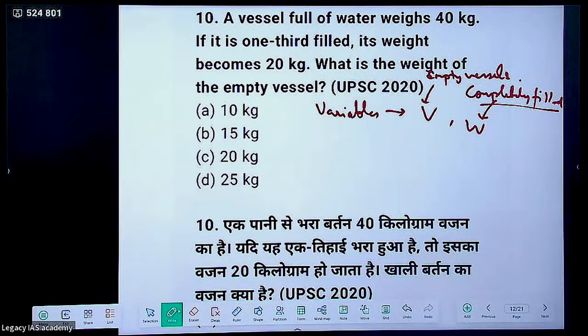See, a vessel full of water weighs 40 kg. That means whatever the weight of the vessel is, let's say V, plus the weight of the entire filled water, W. So V plus W is equal to 40 kgs. There is an empty vessel V, and the filled water is W. Now it is saying the vessel full of water is weighing 40 kgs. Next, if it is 1/3 filled, it becomes 20 kg. So the vessel is V, and 1/3 filled water.